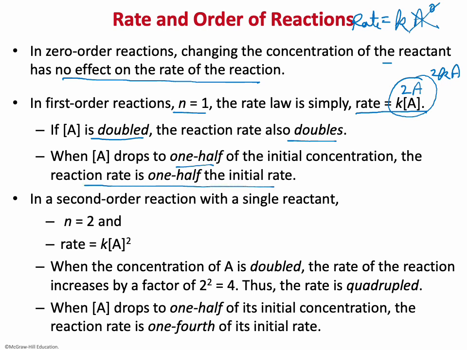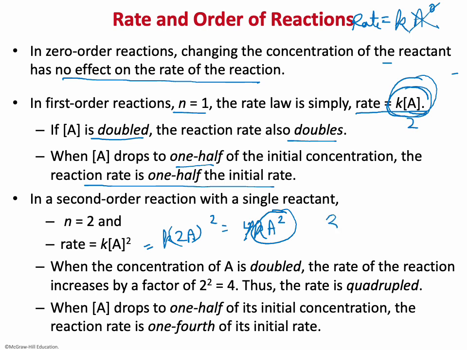So if I make this A divided by 2, which means I made this half, everything will become half. In a second order reaction with a single reactant, n is equal to 2, kA squared, when the concentration of A is doubled, the rate will quadruple. Why? Because it's k(2A) squared, which means it's 4kA squared. Initially it was kA squared, now it is 4kA squared. So your reaction rate quadruples.